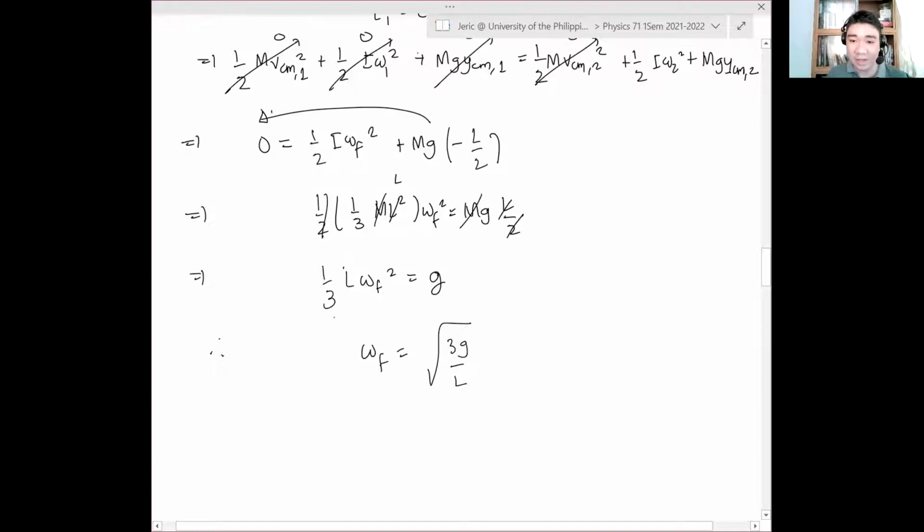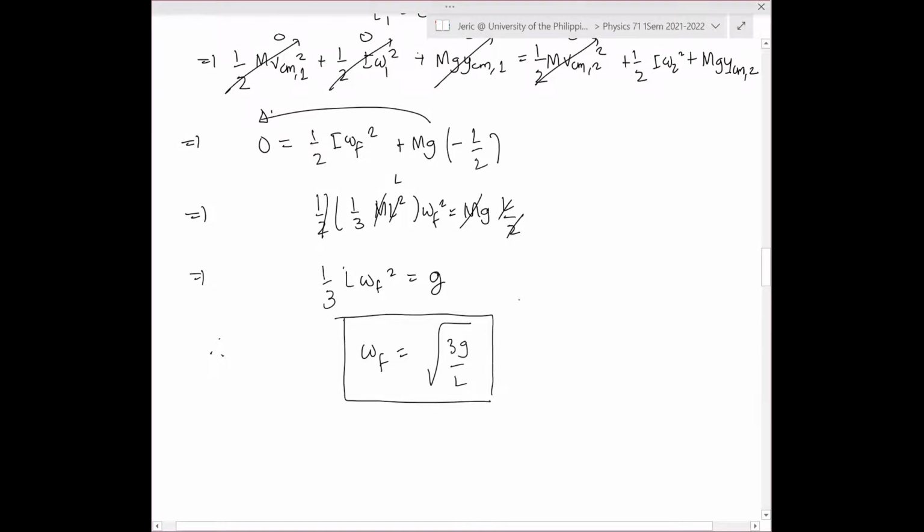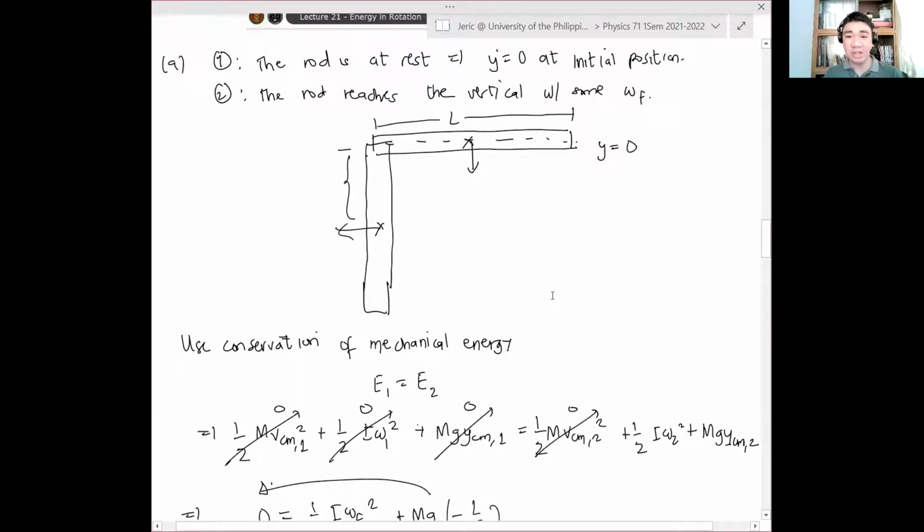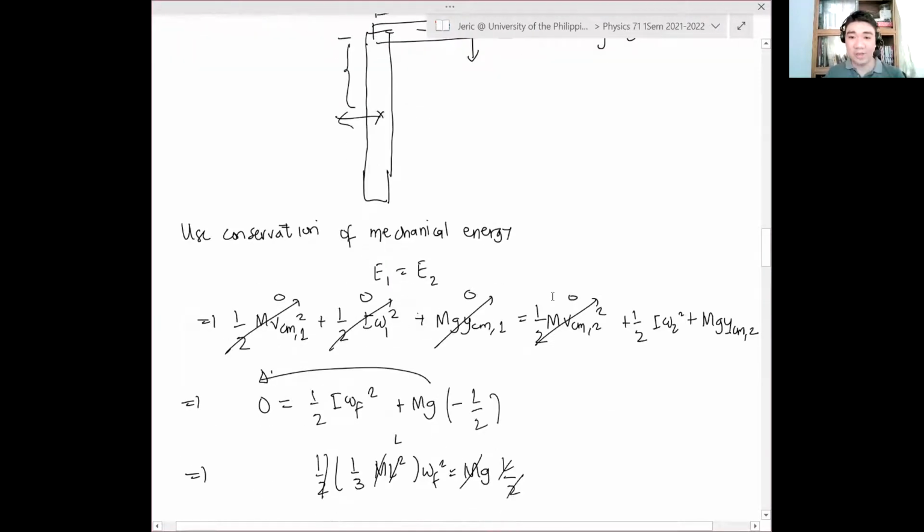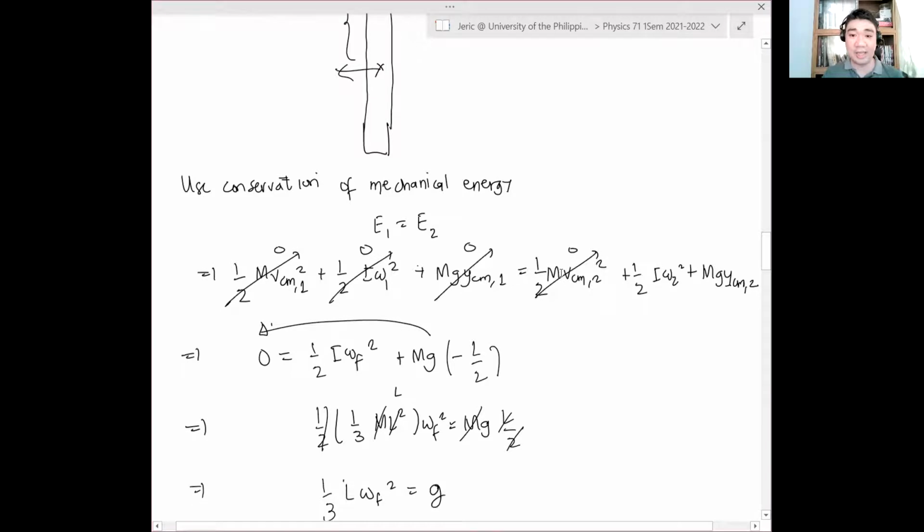That is the final angular velocity of the rod. Okay, nakuha? Yes po. Okay, so ganun lang yung mangyayari. So essentially, you have a conservation of mechanical energy in that system.